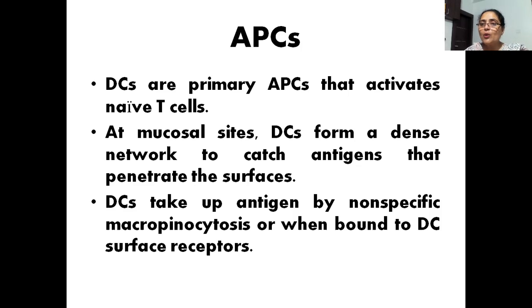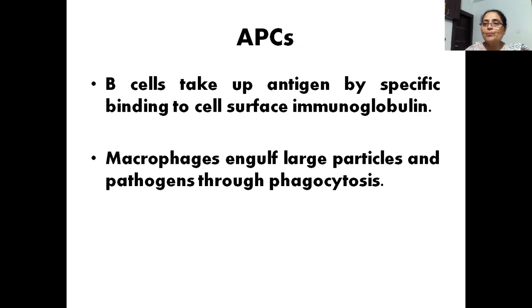Macropinocytosis takes place, or what is macropinocytosis? They internalize the soluble antigens and then process the antigen peptides, which they present on MHC, and which are then taken to naive T cells. Either macropinocytosis takes place, or the DC surface receptors catch the antigen, and they are then taken with MHC to naive T cells.